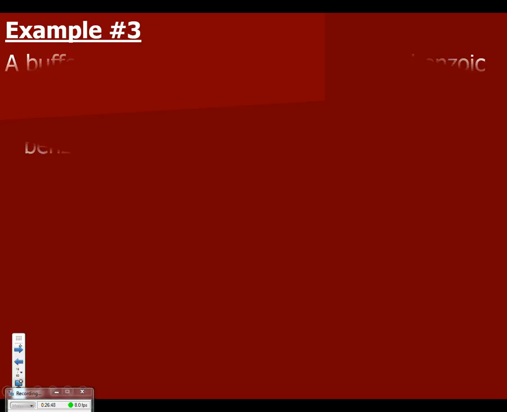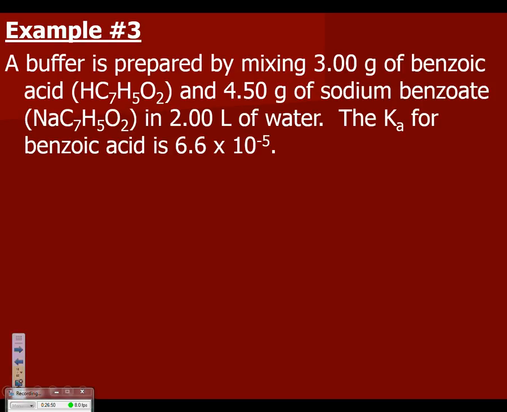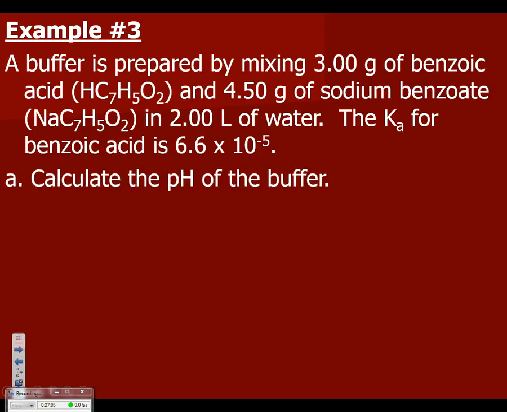So here's an example. Let's go through this. A buffer is prepared mixing 3 grams of benzoic acid and 4.5 grams of sodium benzoate in 2 liters of water. The Ka for the benzoic acid is 6.6 times 10 to the minus 5. Calculate the pH for the buffer.